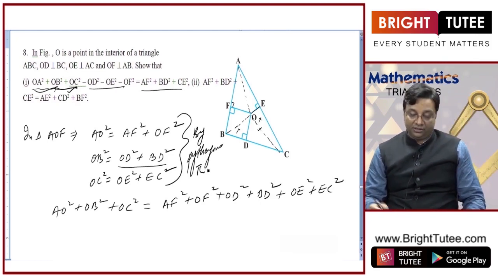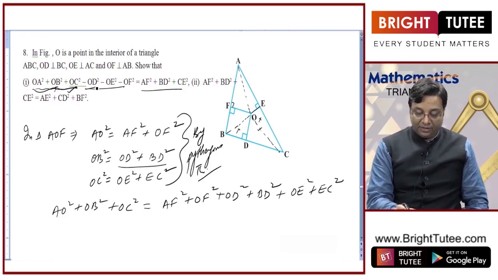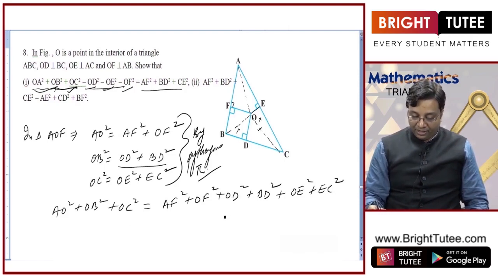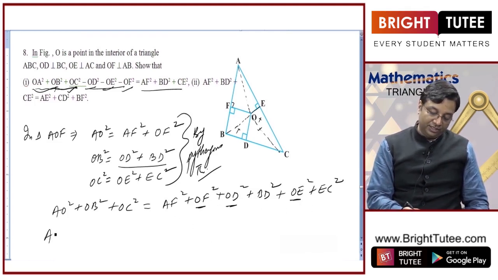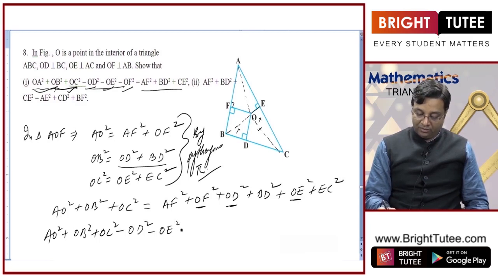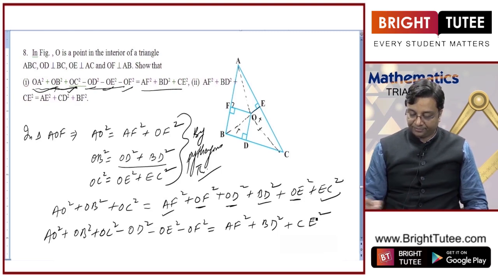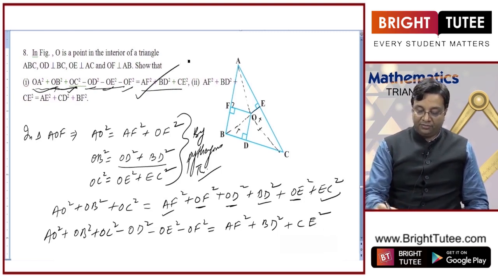Okay, because this exercise is based on Pythagoras theorem, so I have mentioned this here. Now, I require minus OD square, minus OE square, minus OF square, so I will bring them on the left hand side. So, AO square plus OB square plus OC square minus OD square minus OE square minus OF square is equal to AF square plus BD square plus CE square or EC square, right? So first part is proved.